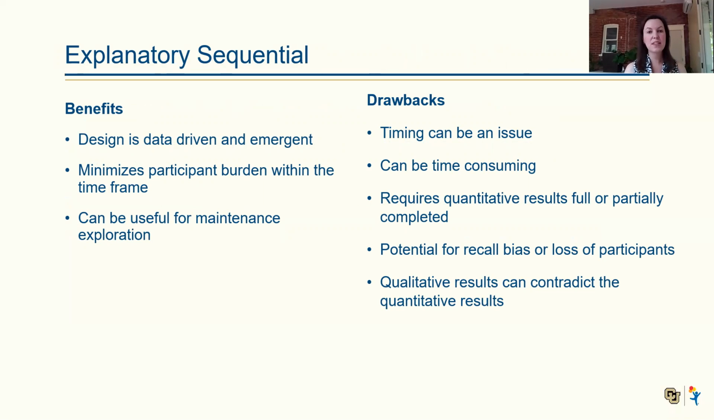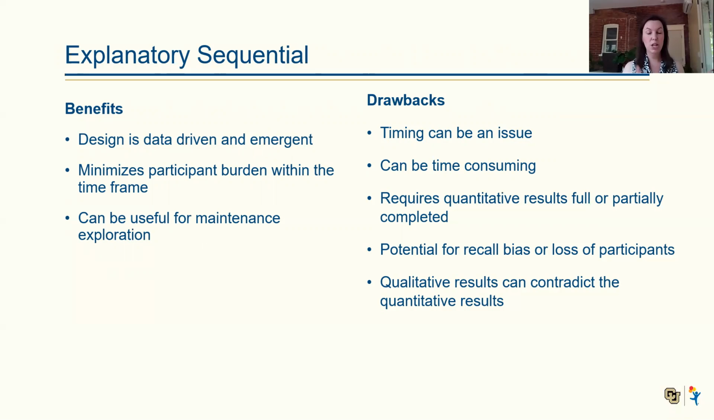So some benefits and potential drawbacks of an explanatory sequential model. Some benefits are that it's data-driven and emergent. It really minimizes participant burden because you're not necessarily collecting the quantitative and qualitative at the same time. So you're not doing a ton of data collection with the same people at once. And it's also really useful in terms of maintenance, to understand, okay, our intervention is complete.